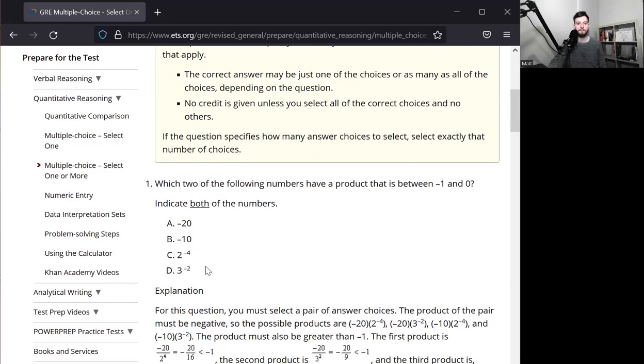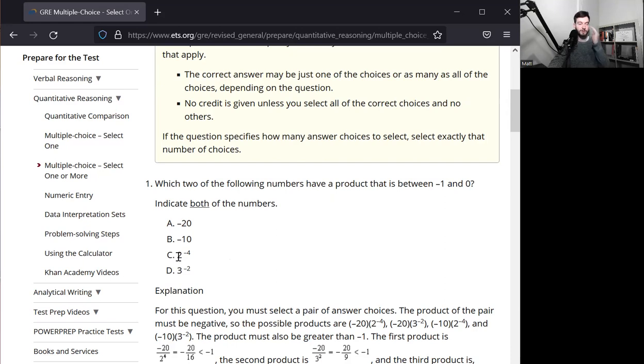Well, basically, which of these two do I need to multiply by one of these two? Because we're looking for a negative number, negative times a positive would give us something between 0 and -1. So let's just try them out. -20 times 1 over 16.